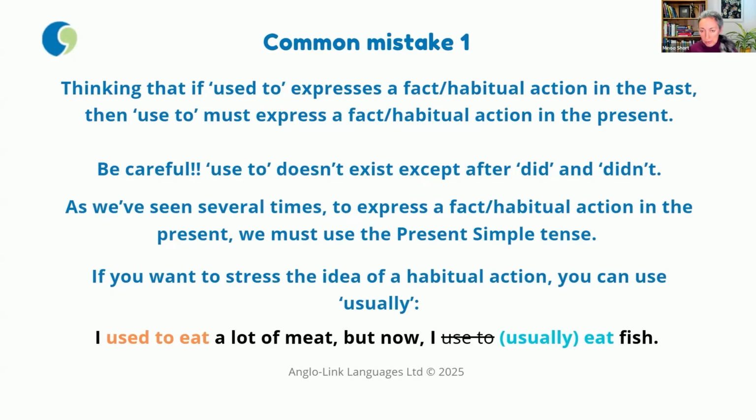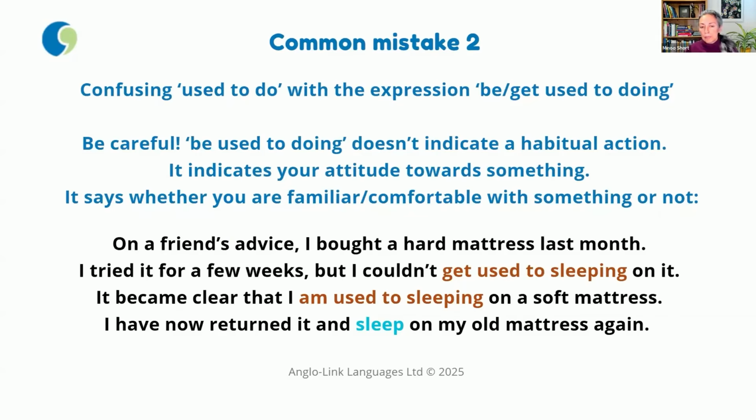And the final thing I want to mention, common mistake number 2, is confusing used to do, habit or fact in the past, with the expression. So it's not a modal verb, it's not a tense, it's an expression: be or get used to doing. Be or get used to doing doesn't indicate a habitual action at all. It's got nothing to do with habits or actions. This expression indicates your attitude towards something. It says whether you are familiar and comfortable with something or not.